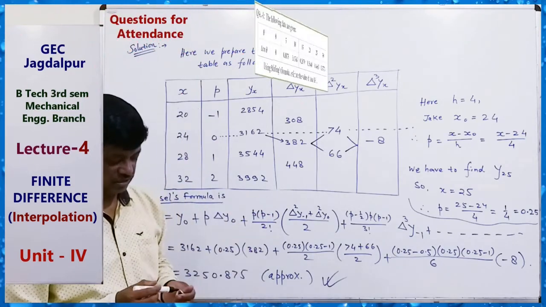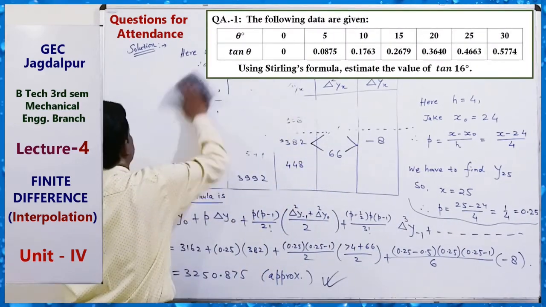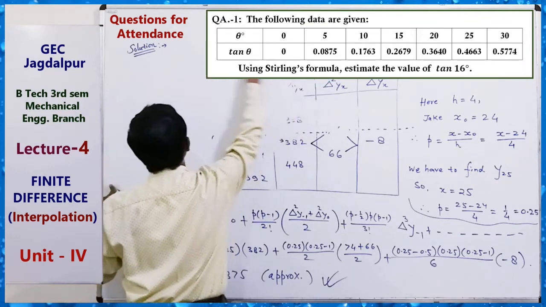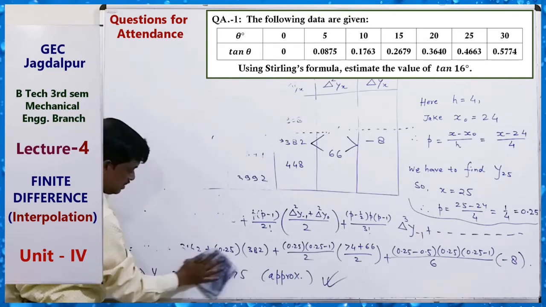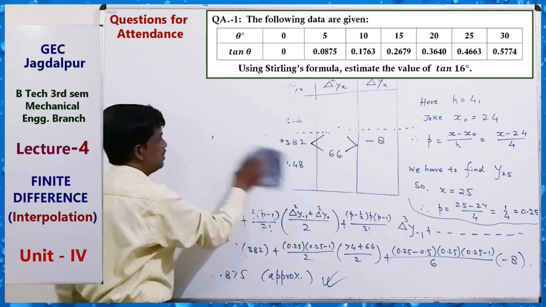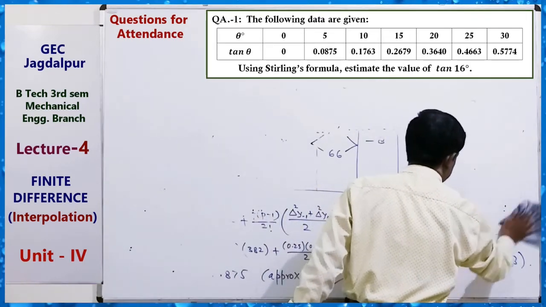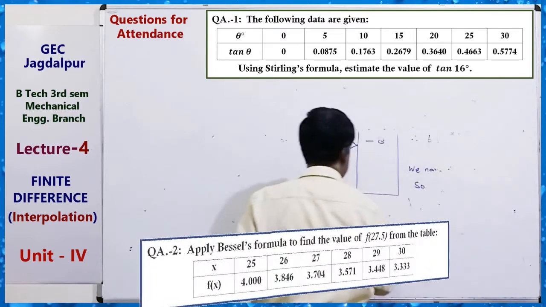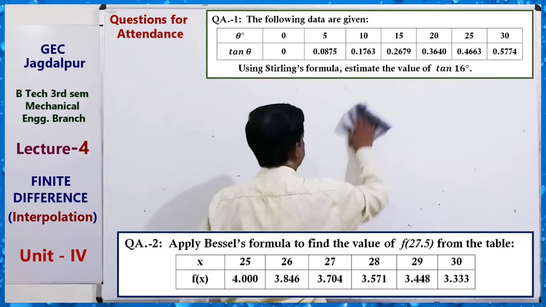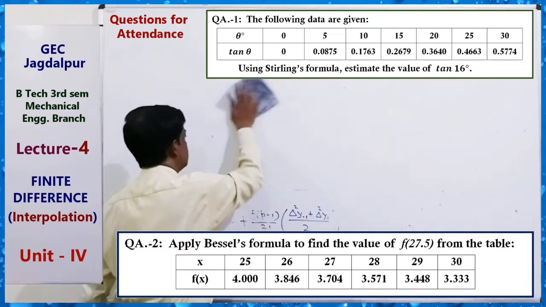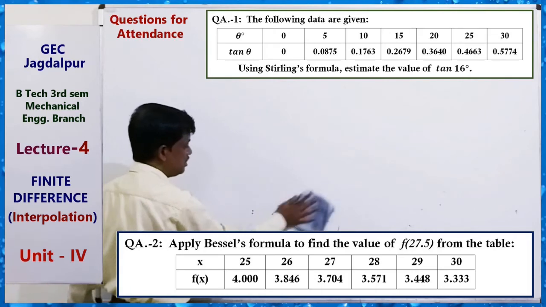Okay, use the formula. Once again, I repeat, what will be the process for solving interpolation questions with centrally lying values? Stirling's formula and Bessel's formula are useful for finding values of the function whenever the targeted value of x lies in the middle of the range of x values, the middle of the table.